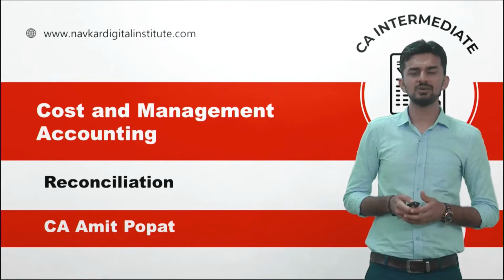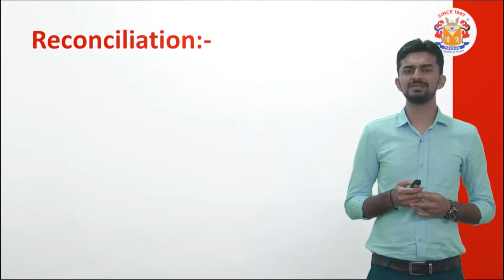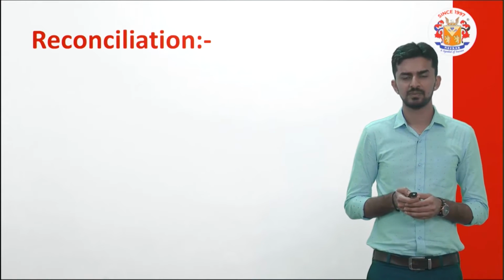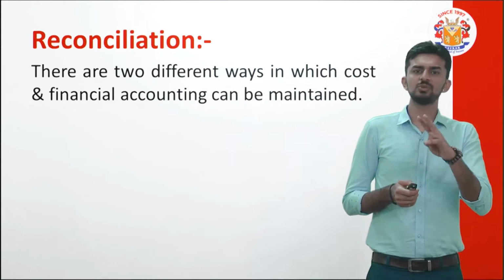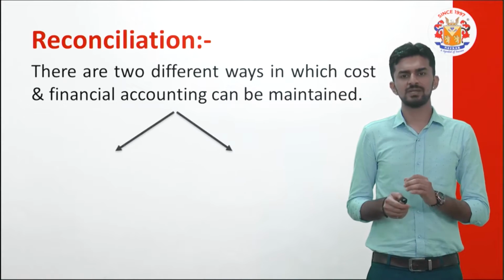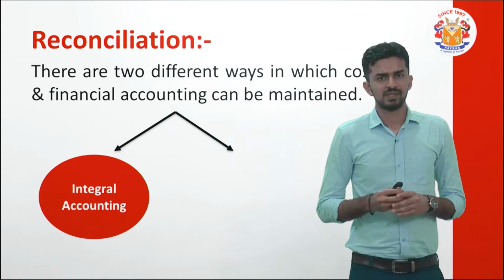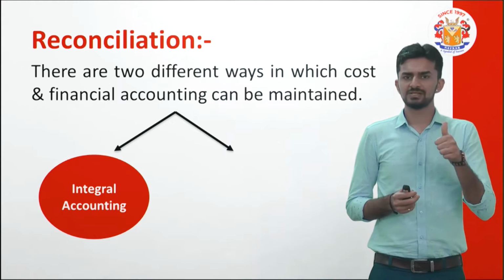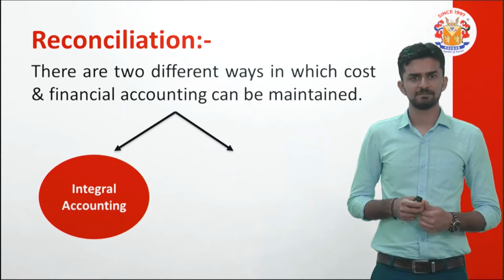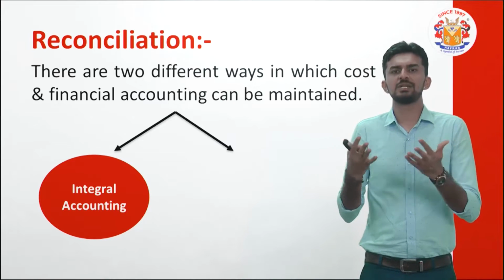Let's understand how accounting systems are being maintained. That's my first point. See, financial and cost accounting systems, these are the two broad accounting systems that we study in today's scenario. And this cost and financial accounting system can be maintained in two different ways. The first way is the integral accounting system. What is the integral accounting system? As I told, there are two accounting systems broadly being discussed, one is cost accounting, another is financial accounting. One way to maintain both of them is to integrate them.